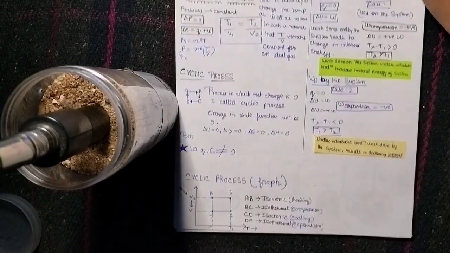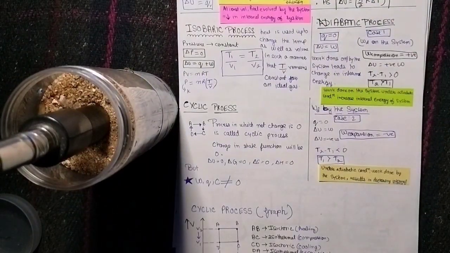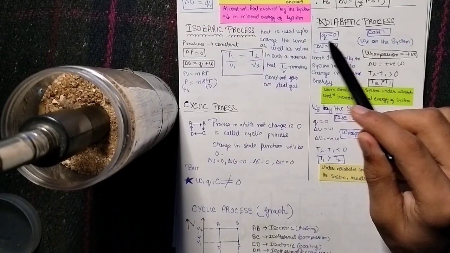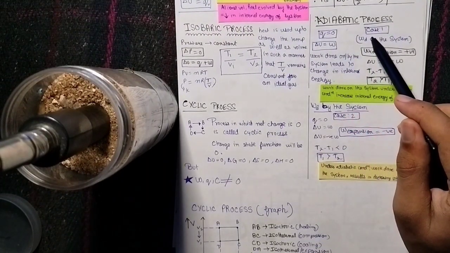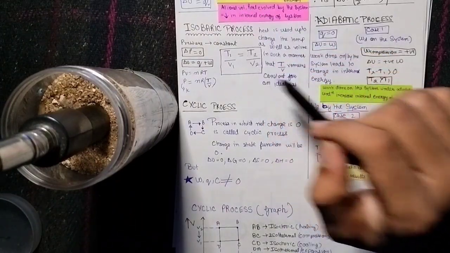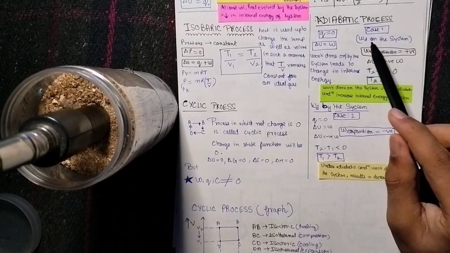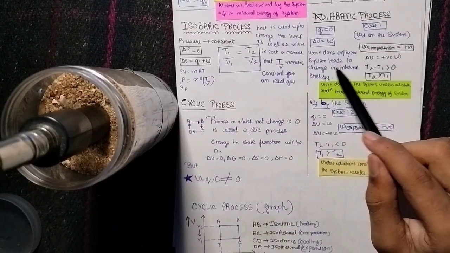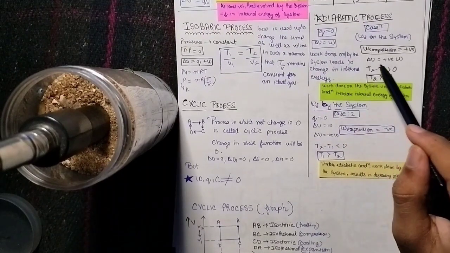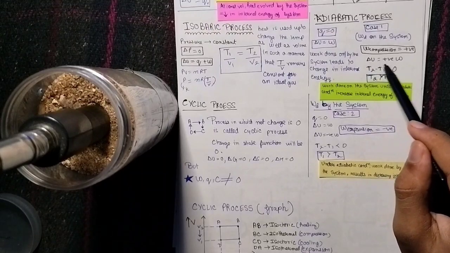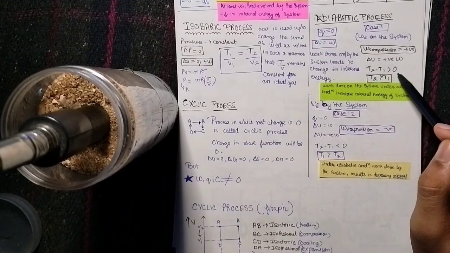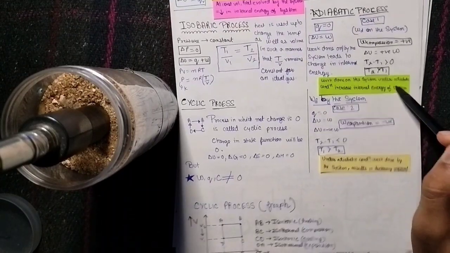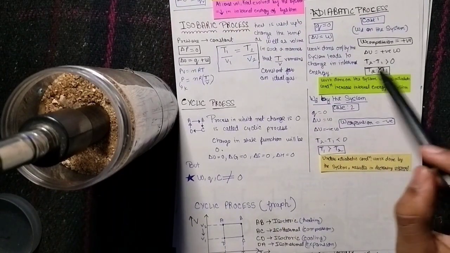What is an adiabatic process? In an adiabatic process, Q is equal to 0. Case 1: work done on the system. Work done on or by the system leads to a change in internal energy. Delta U is equal to positive W, T2 minus T1 is greater than 0, so T2 is greater than T1. Work done on the system under adiabatic condition increases the internal energy of the system.